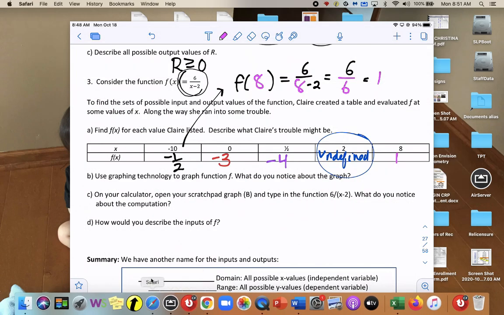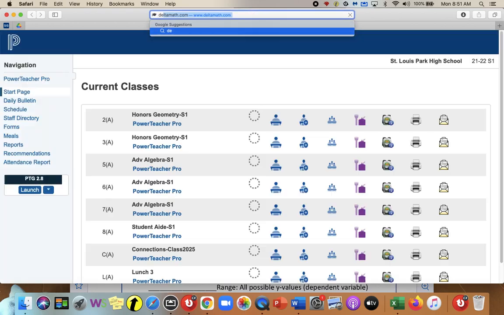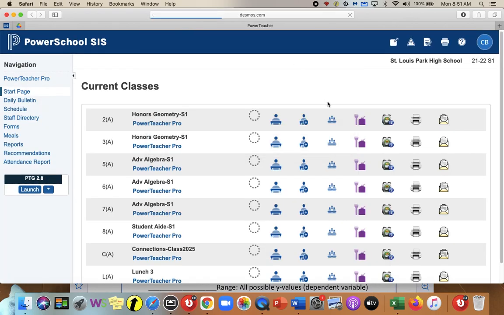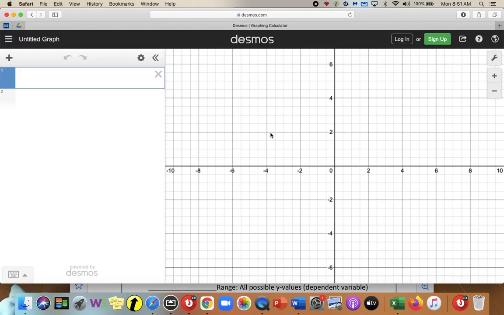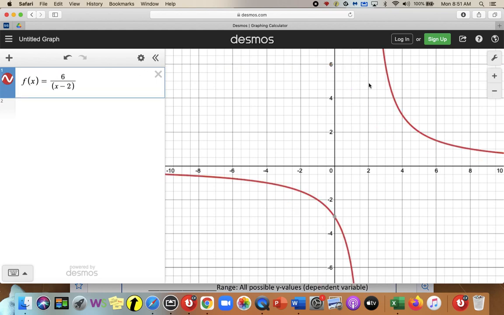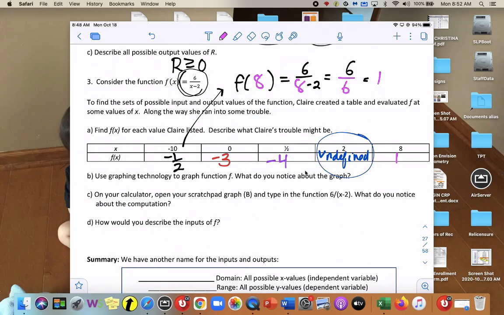And then if you want to use Desmos, you can do the same thing. At home, if you have the free graphing app, you should be able to graph and find this as well. Okay, so we had f of x, which is the same as y equals 6 over x minus 2. And we can, again, see that at x equals 2 here, there's no graph because it's undefined when we try to plug it in.